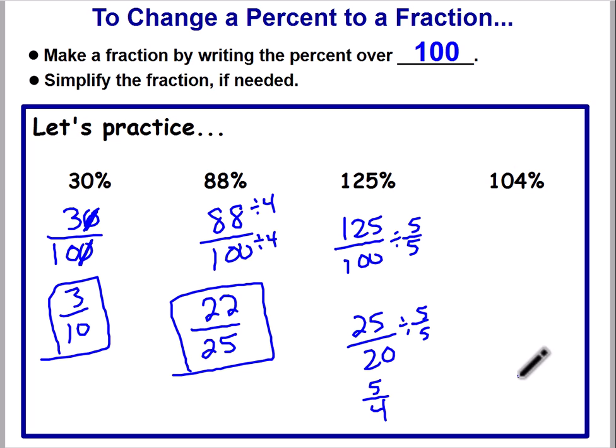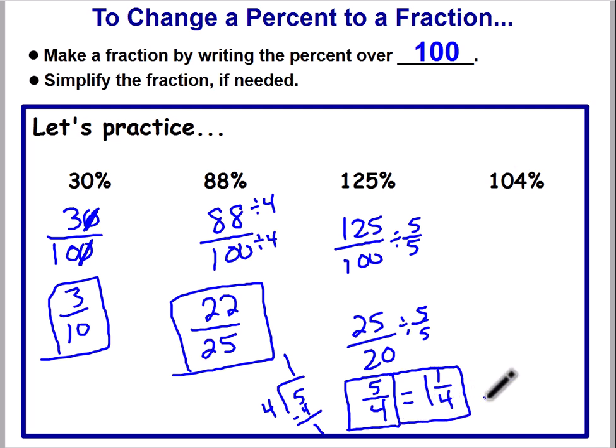Okay, so it's really going to depend on your teacher. If it's just a numerical problem, I'm fine with you leaving it improper as long as it's simplified. But if it's a word problem, then you need to change it back into a mixed number. So to do that, we divide. 5 divided by 4. How many times will 4 go into 5? 1 whole time. Subtract the 4, you have a remainder 1. That's your new numerator. So it's 1 whole time, 1 remainder. The denominator doesn't change, it will stay the same. So 1 and 1/4.